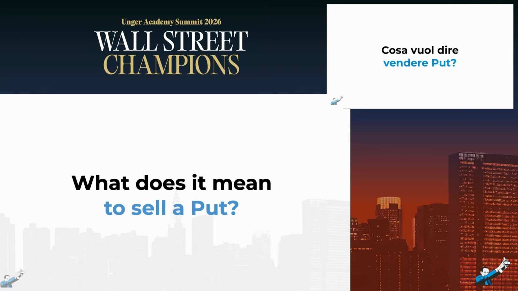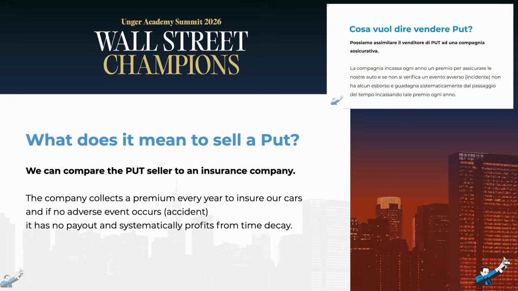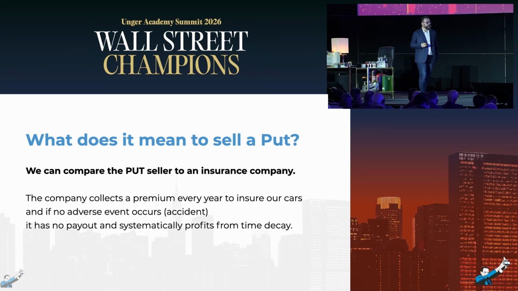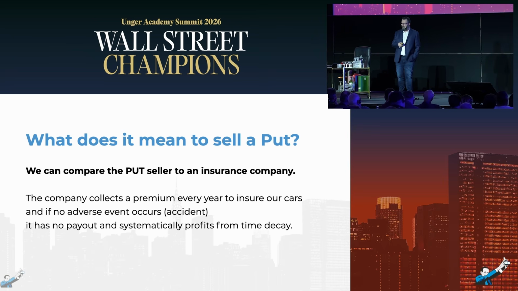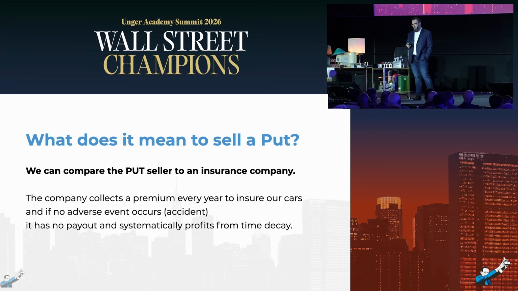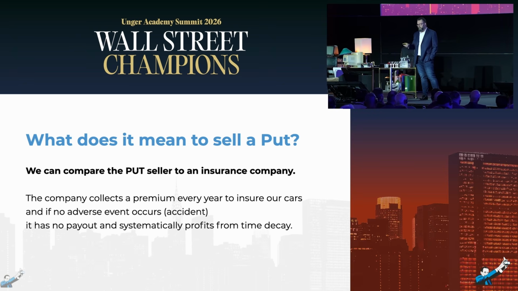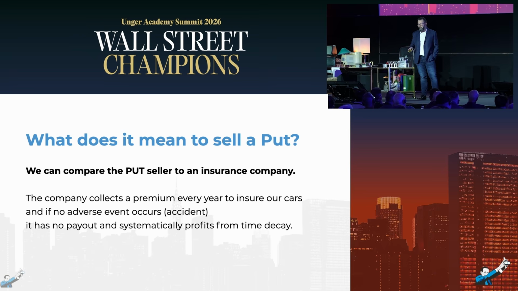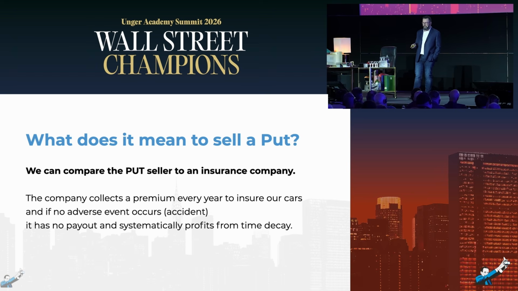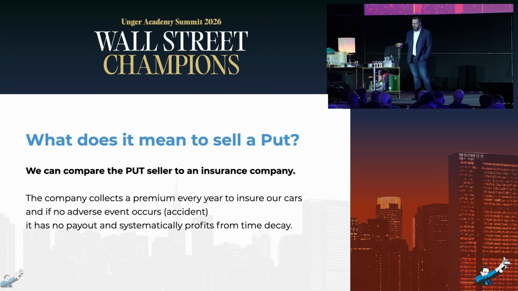Now let's try to explain it in another way. What does selling puts mean? We can compare a put seller to an insurance company. The company collects a premium every year to insure our car. Let's use a different example, an auto insurance policy. If an adverse event, meaning an accident, doesn't occur, the company has no payout and systematically profits from the passage of time by collecting that premium every year.